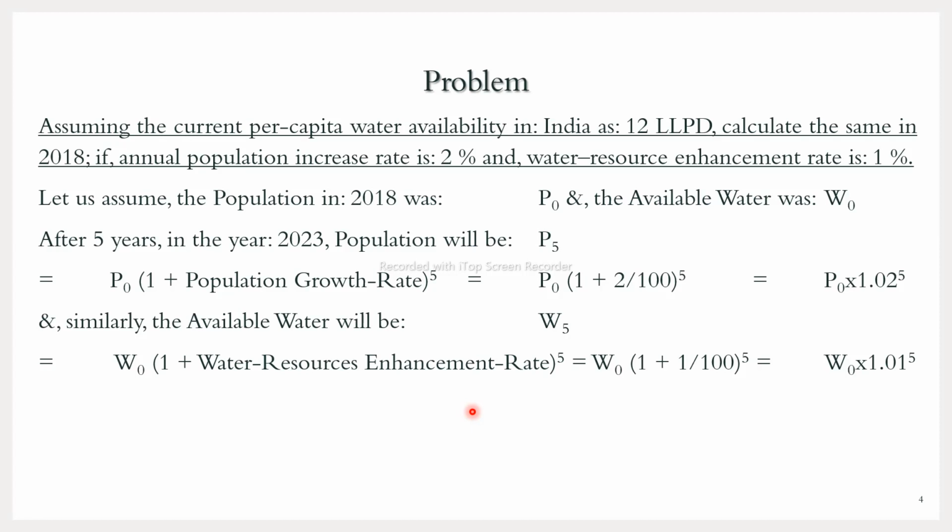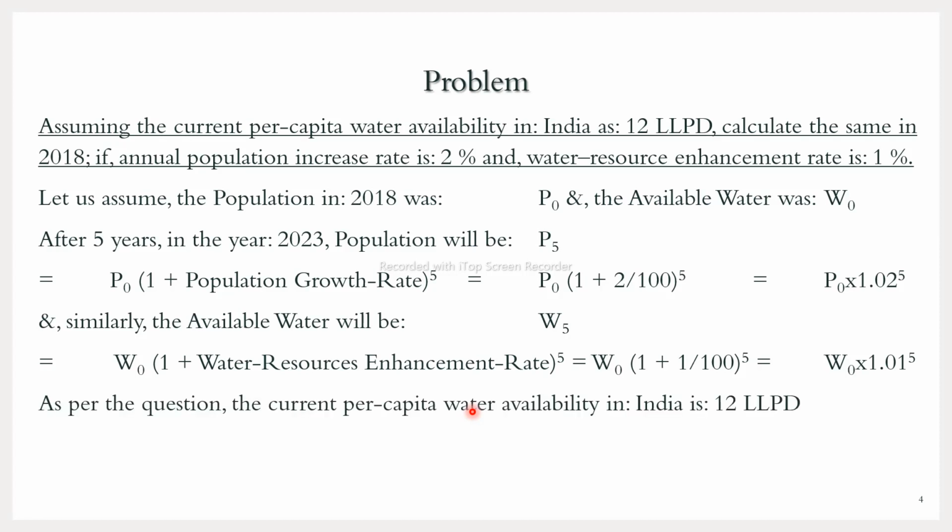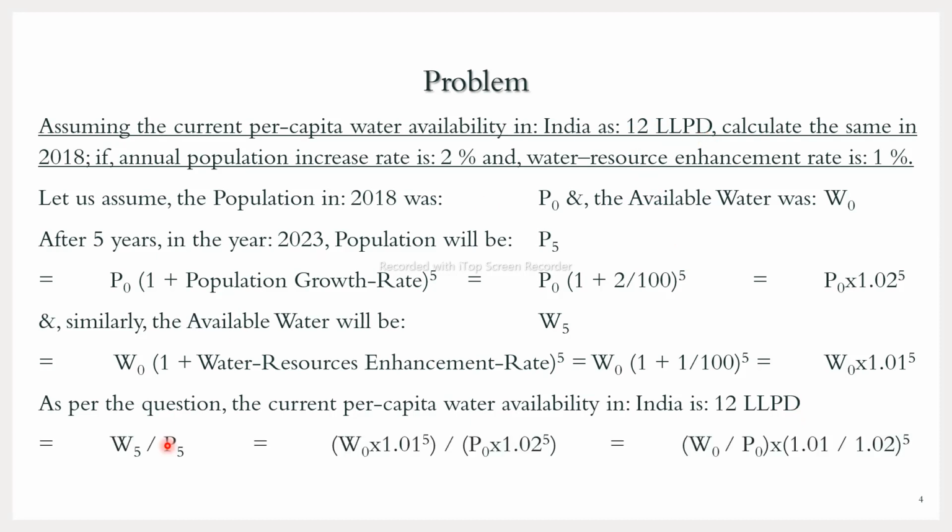Now, as per the question, the current per capita water availability in India is 12 LLPD. Current means in the year 2023, and the water availability is 12 LLPD. So it is lakhs of liters per day. What is it actually?